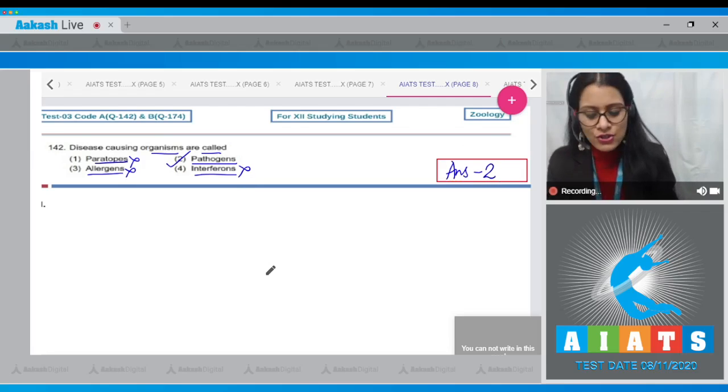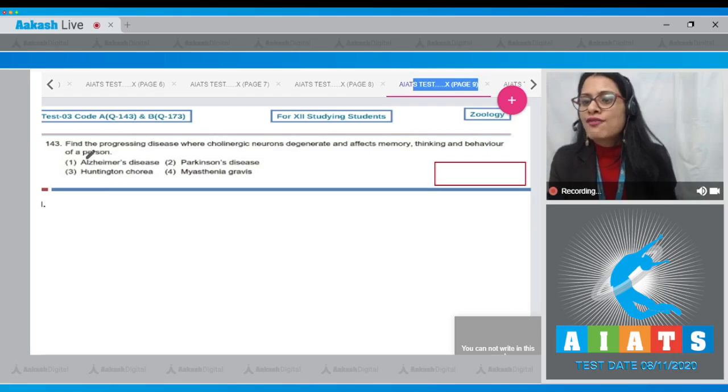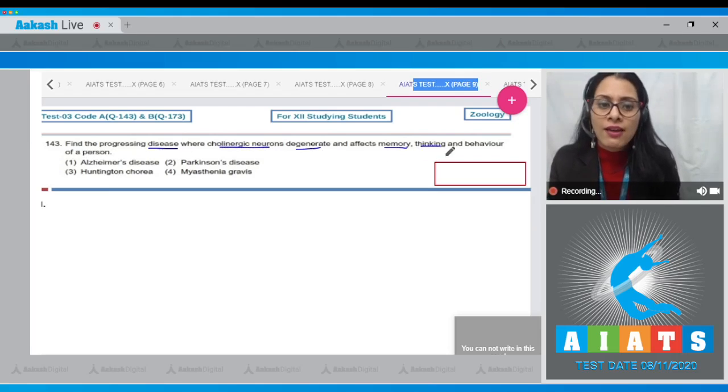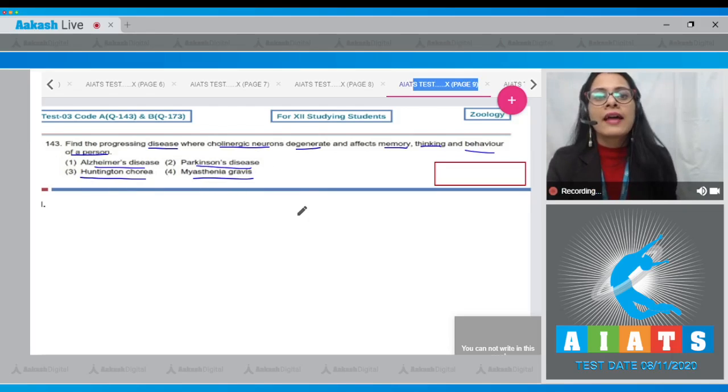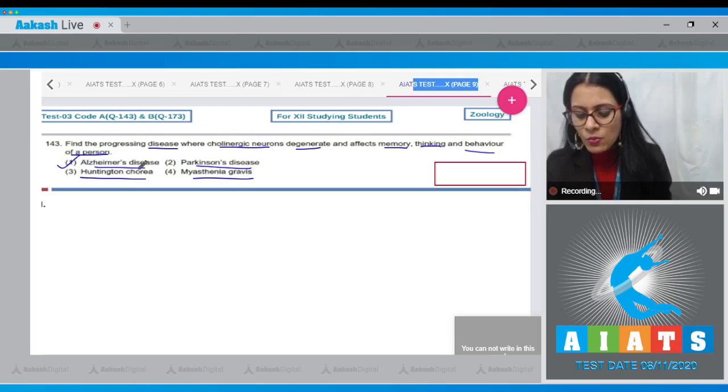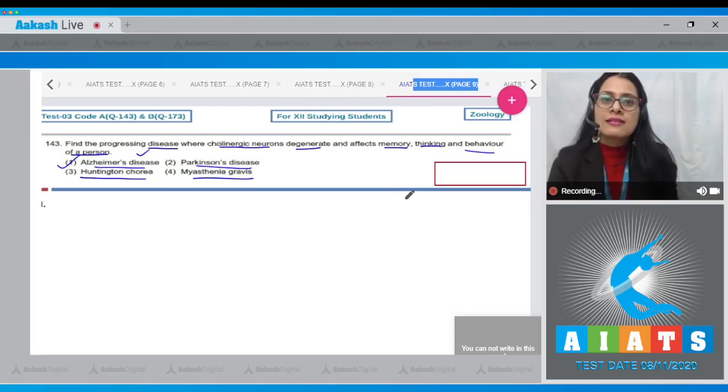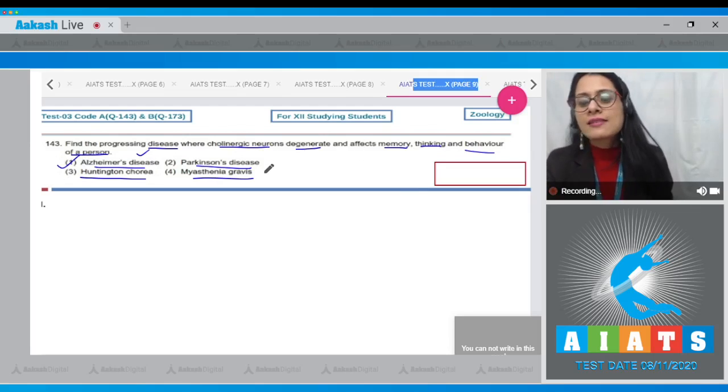Let's discuss our next question. Question number 143. Find the progressing disease where cholinergic neurons degenerate and affects memory, thinking, behavior of a person. And the options given are Alzheimer's disease, Parkinson's disease, Huntington chorea, myasthenia gravis. And the correct answer to this question is option number 1. Alzheimer's disease is a disease where cholinergic neurons degenerate and they affect memory, thinking, behavior of a person. Let's discuss rest of the options.